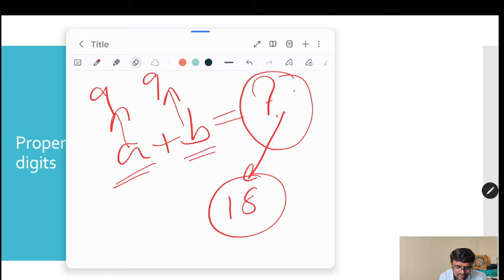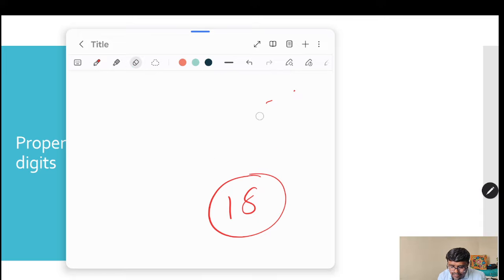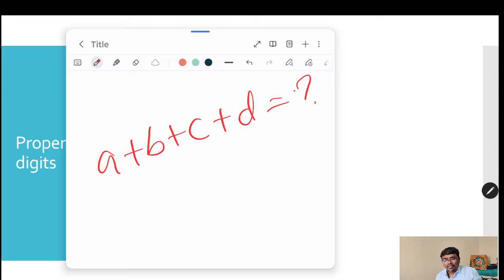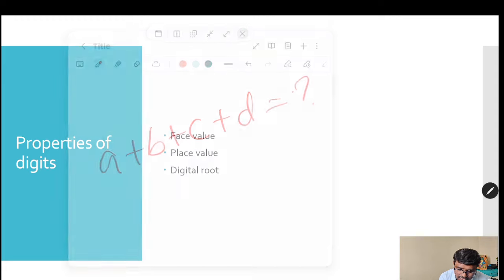In a similar way, if I say A plus B plus C plus D, and all are digits only, not two digit or three digit numbers, simply A, B, C, D are digits, what is the maximum possible value? It is nothing but 36. I hope now you got the point. So the possible maximum value is nothing but 36. Get the point? So these are related to properties of digits.